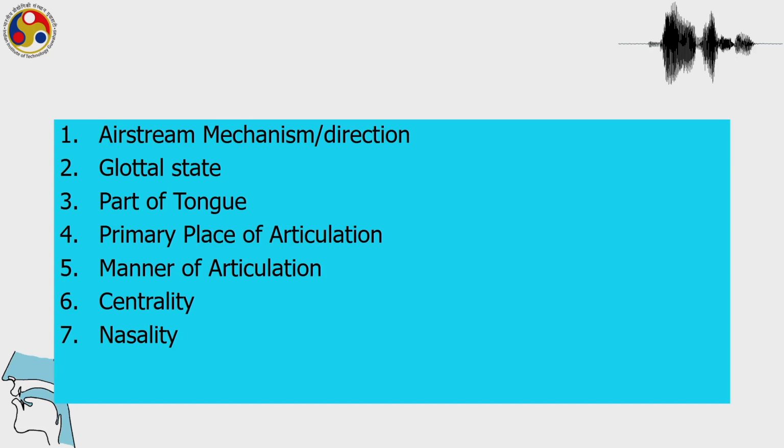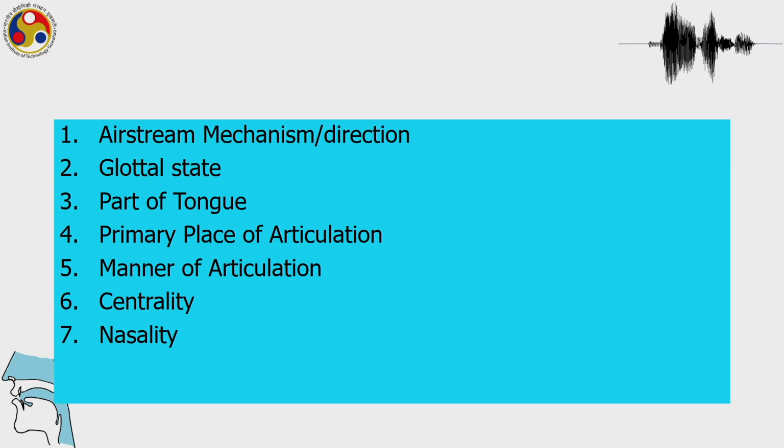So whether it's the airstream which is coming in, or it's the airstream which is going out, so inhale or exhale. And the mechanism which is used, is it the pharyngeal, the glottalic, or the velaric airstream mechanism. And glottal state which we already know, but apart from the glottal state of voiced and voiceless, there could be other phonation differences. So it could be both for vowels and consonants.